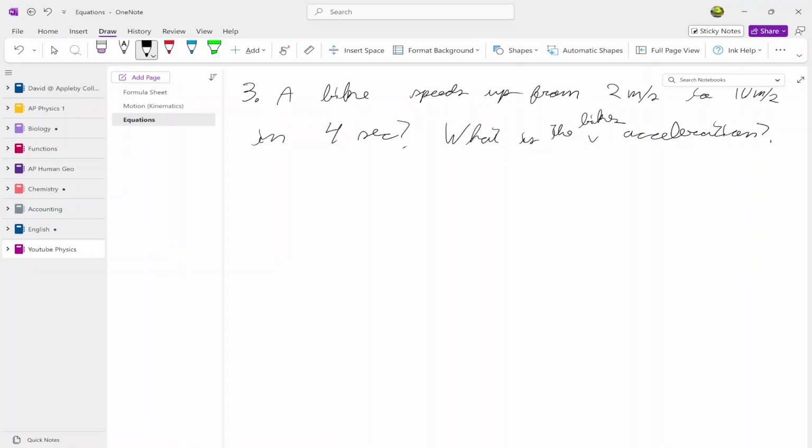Okay, so we have a bike that's speeding up, so we know it's changing speeds. It starts at 2 meters per second, so that's its initial velocity, and then it changes to 10 meters per second. So velocity final equals 10 meters per second, and this happens in a span of 4 seconds. So what would be the bike's acceleration? We have V final, V initial, and time, 4 seconds, and we have to find acceleration.